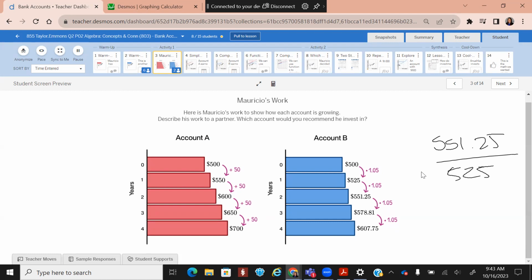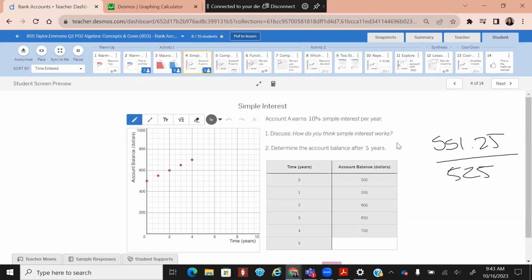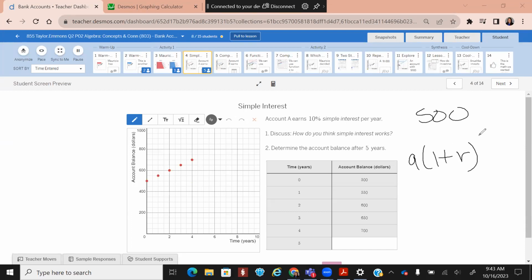Which account would you recommend him to invest? Say it again. Account A? Yeah, why? It makes more money. Boom. Okay, on slide 4, we're going to use the simple interest formula to help us solve. Okay, so we know that he invested 500 initially. We learned that the simple interest formula looks something like this, where A was your initial.